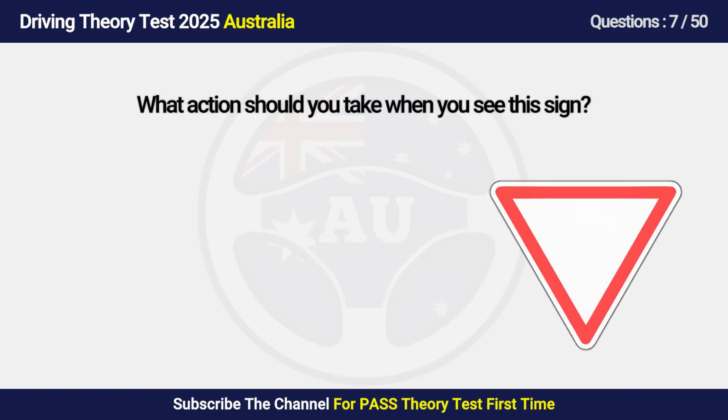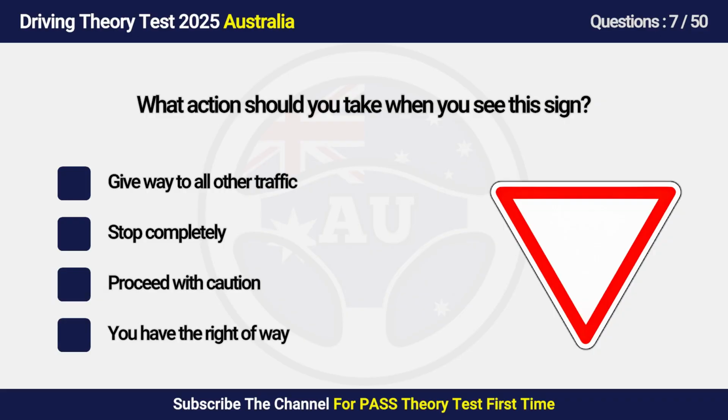Question 7. What action should you take when you see this sign? A. Give way to all other traffic. B. Stop completely. C. Proceed with caution. D. You have the right of way.